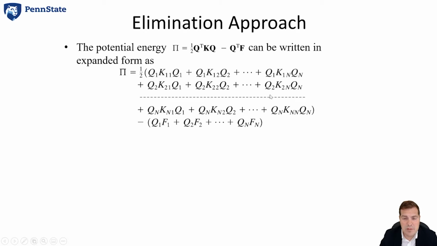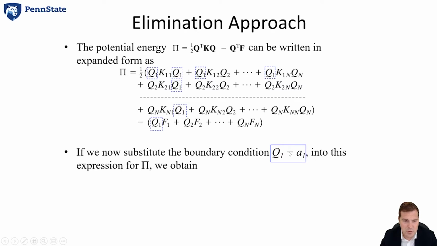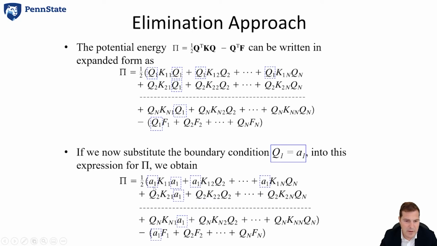Now you remember what we said. We said that Q1 was equal to what? Q1 is equal to A sub 1, we said. So let's highlight all of those Q1s. These are all our Q1s that we have in here, and we can put in A sub 1 there. So we could substitute this into the expression. And there you can see I've replaced all of those Q1s with the A1s.